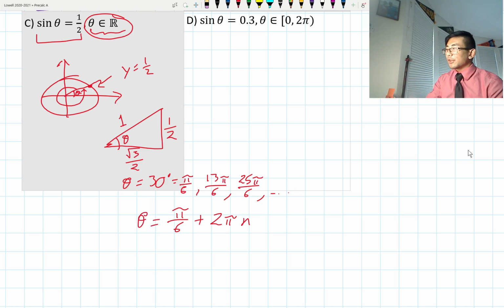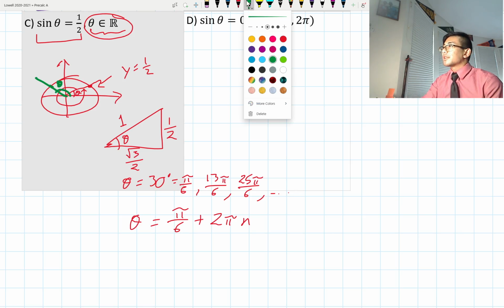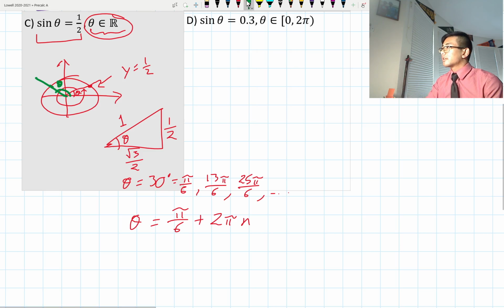Now you might be noticing that this is not the only angle, or family of angles, where sine of the angle is 1/2. And you're right, because I'll show this part in green over here. I could also have 1/2 in the second quadrant, like so. In that case, this would be our angle theta. If that's the case, then what would that angle be?